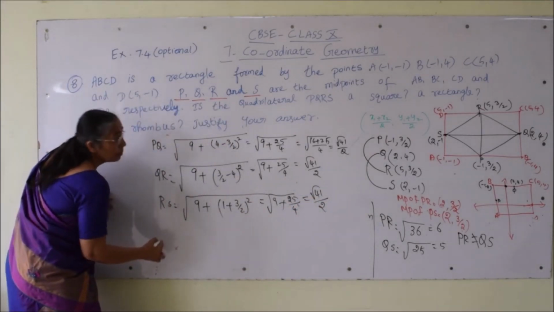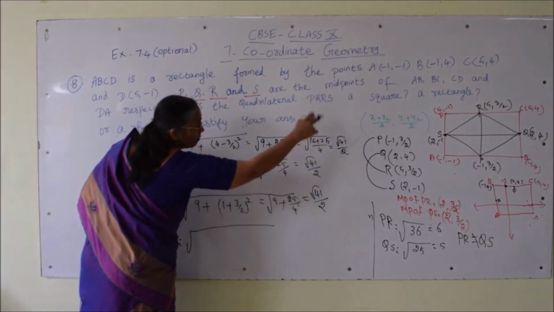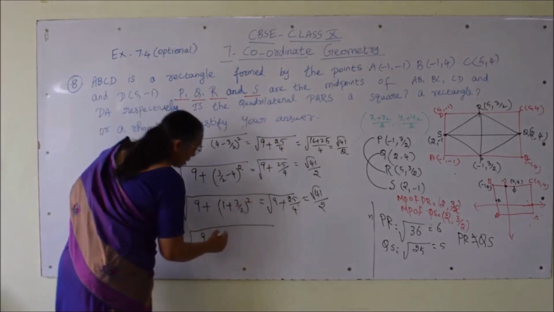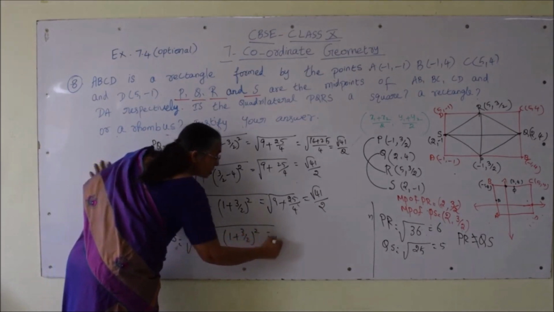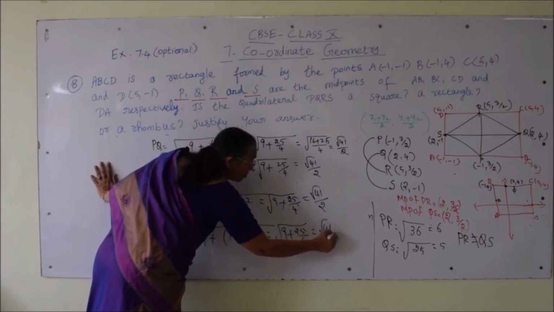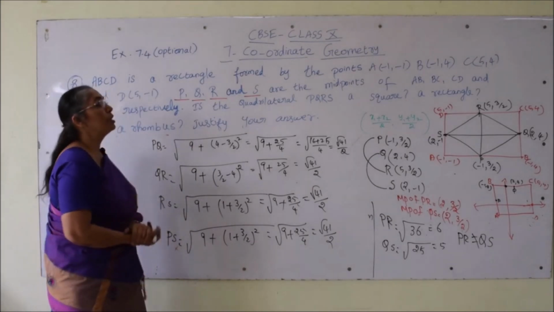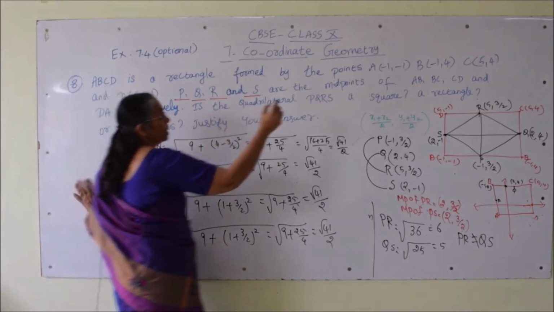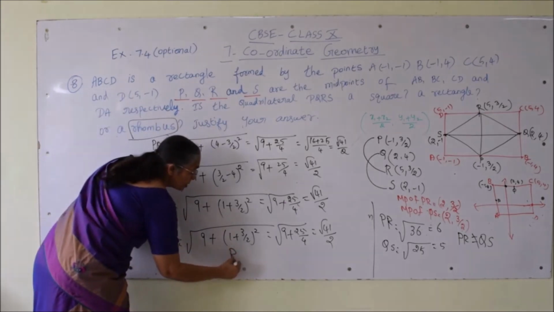The last distance, after PQ, QR, RS, is PS. The PS distance is root over (minus 1 minus 2) whole square, 9, plus (3 by 2 minus of minus 1), 1 plus 3 by 2 whole square, which is equal to root over 9 plus 25 by 4, root 41 by 2. So we proved all four sides are equal, therefore the quadrilateral PQRS is a rhombus.